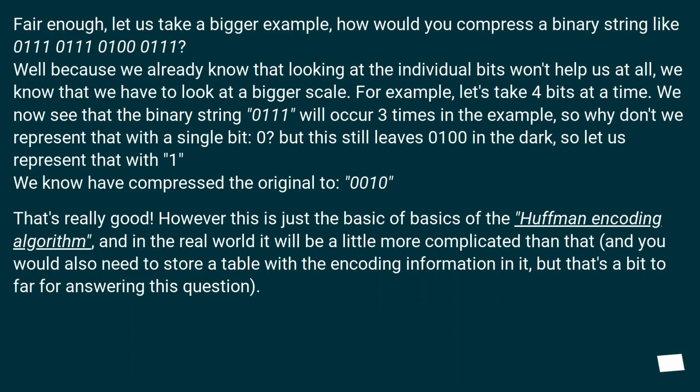That's really good. However, this is just the basics of the Huffman encoding algorithm, and in the real world it will be a little more complicated than that, and you would also need to store a table with the encoding information in it, but that's a bit too far for answering this question.